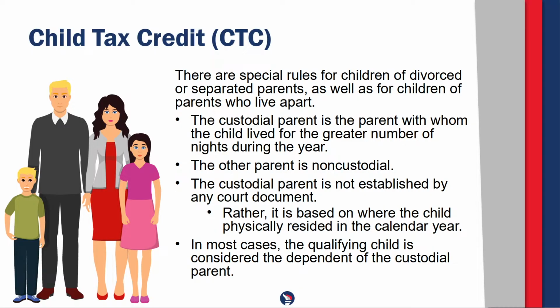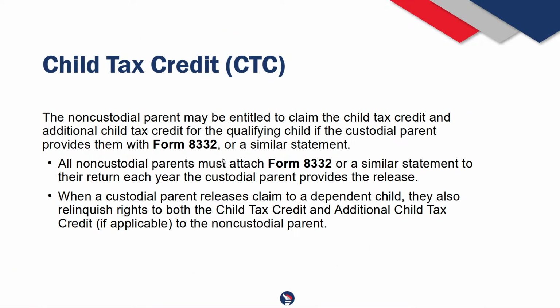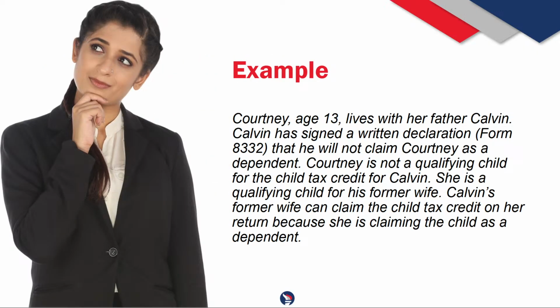In most cases, the qualifying child is considered a dependent of the custodial parent unless the 8332 has been signed. Then we can sign that over just like we've got going on here. Child tax credit. The additional child tax credit can be transferred with the 8332. So Courtney's 13, lived with her father Calvin. Calvin has signed a written declaration form that he will not claim Courtney as a dependent. Courtney is not a qualifying child for the child tax credit for Calvin. She is the qualifying child of his former wife. Calvin's former wife can claim child tax credit on her and the additional child tax credit because she's claiming the child as a dependent.